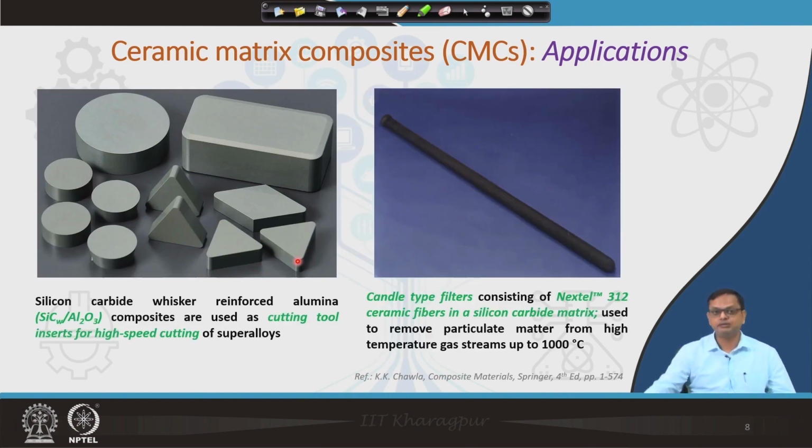Okay. Some more examples, these are different tools, tool geometries which are made by cemented carbide. In this case, silicon carbide whisker reinforced alumina composites are used as cutting tool inserts for high speed cutting. Here also you can see a candle type filter, which is reinforced with alumina fiber. Nextel is nothing but alumina fiber, and with a silicon carbide matrix it is used at 1000 degrees Celsius to remove particulate matter. So, these are basically candle type filters.